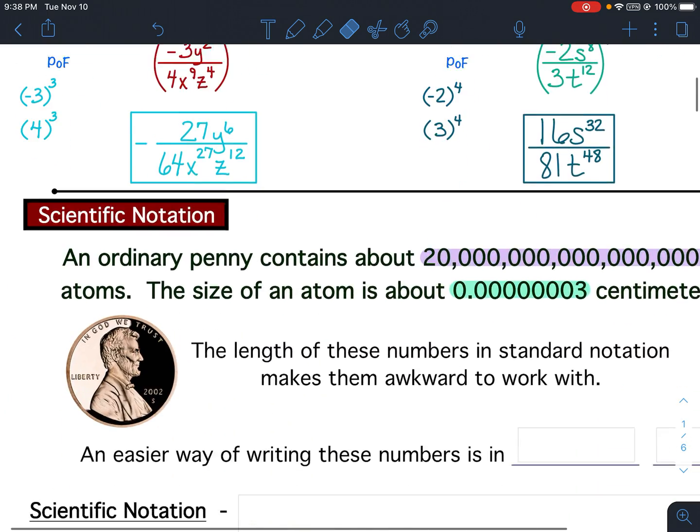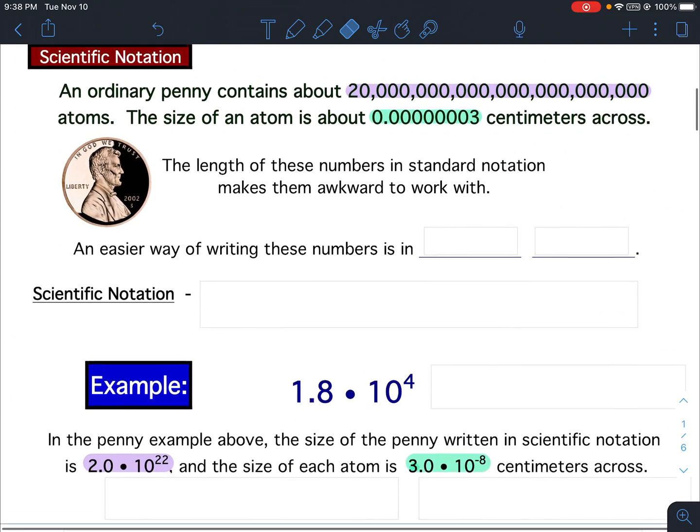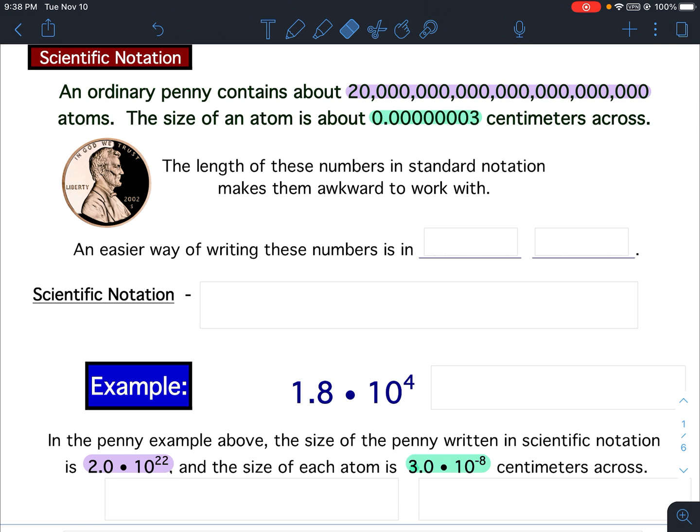All right, this lesson is on scientific notation. You've seen scientific notation before, you've worked with it before, but we might do something a little bit different this year than what you've done before. Plus, everybody needs a good reminder of how to do this.